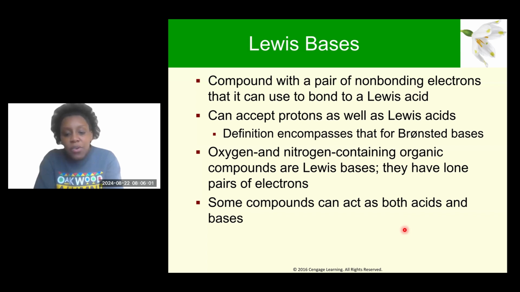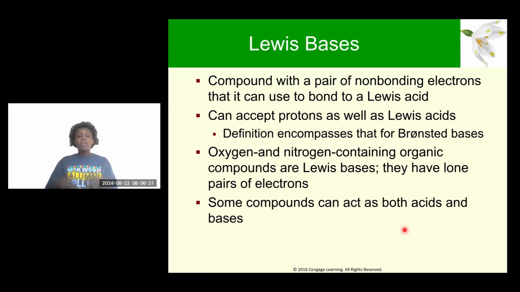Oxygen and nitrogen containing organic compounds are Lewis bases. They have lone pairs of electrons. So we have a compound that includes oxygen or nitrogen. These have lone pairs, so they can be Lewis bases. Some compounds can act as both acids and bases. So it's important that when you look at a compound, some of them can act as acids and bases. It's just based on what they are in the presence of. And you see that with water.